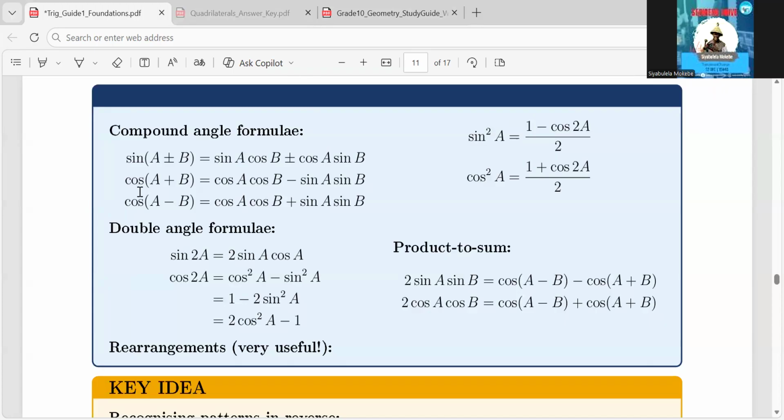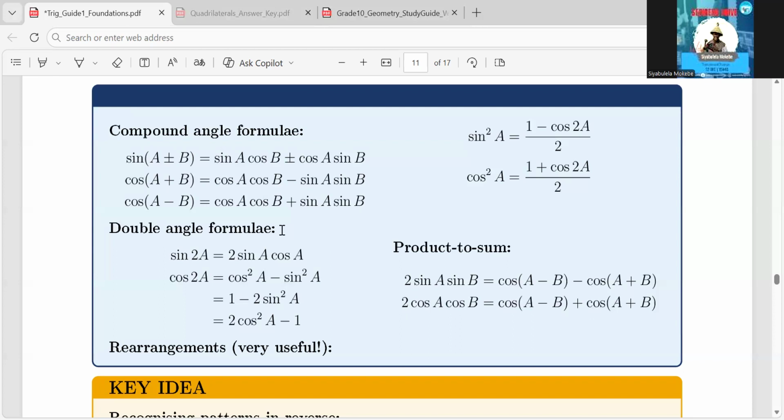Then if you have cos A plus B, this is cos A cos B minus, and notice minus sine A sine B. However, if it's cos A minus B, then we have cos A cos B plus sine A sine B, right?